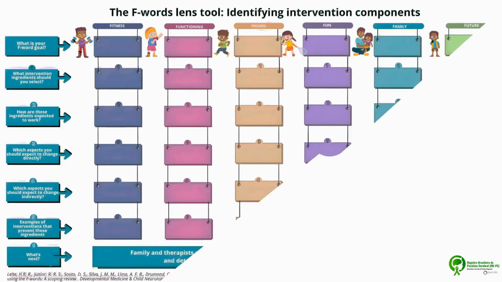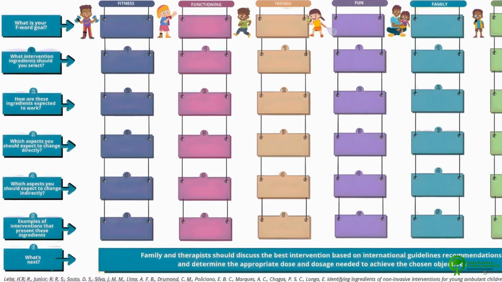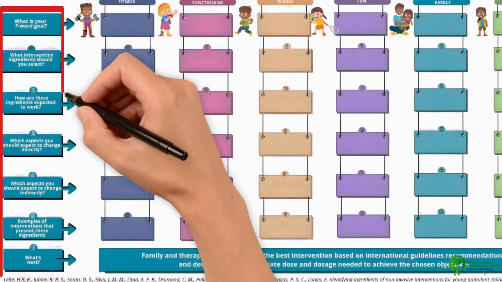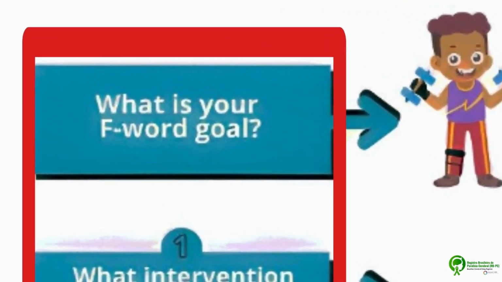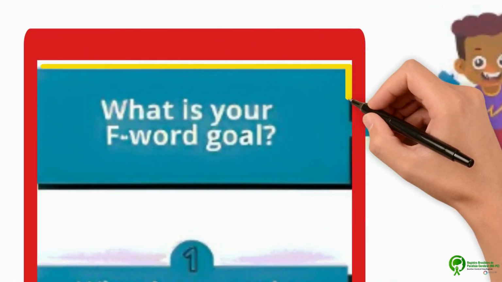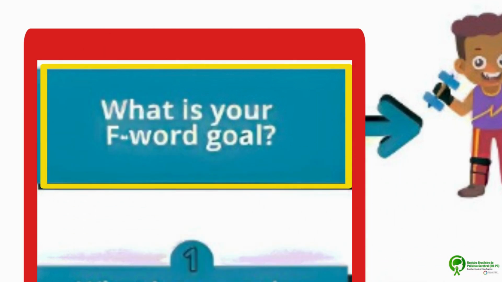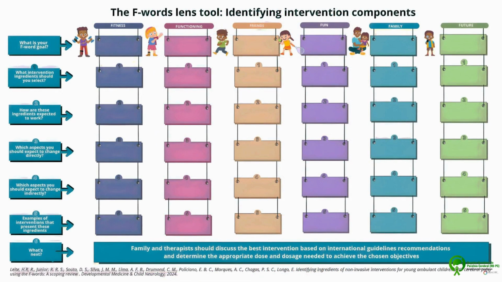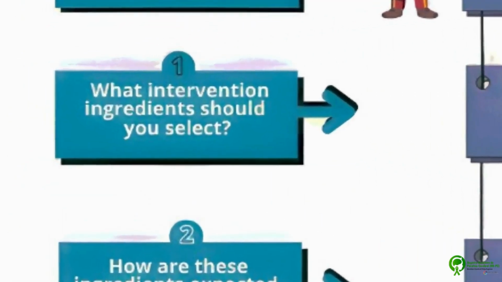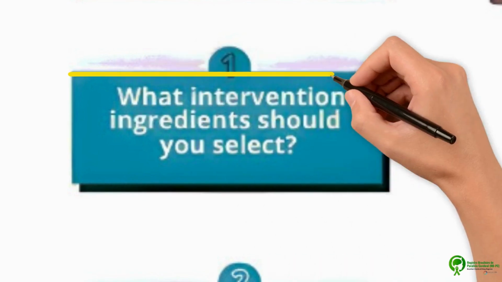In the first column, you will see questions that help guide conversations with the family about each of the 6 F-words. The first step is to define what the family wants. What is the goal within the F-words? Here, we can also use the F-Words goal sheet to help with this process. Next, we answer 6 important questions. The first is, which ingredients are needed to achieve this goal?